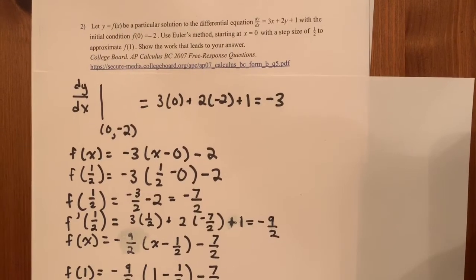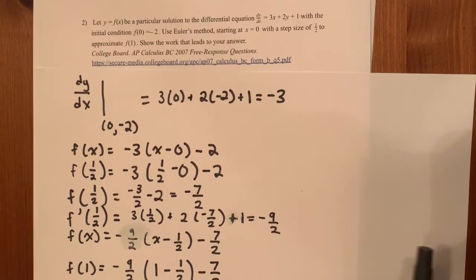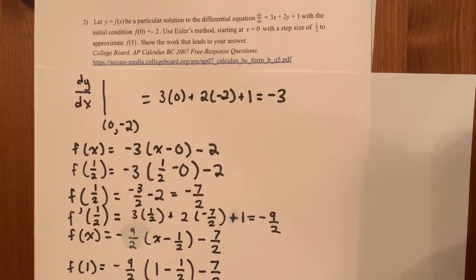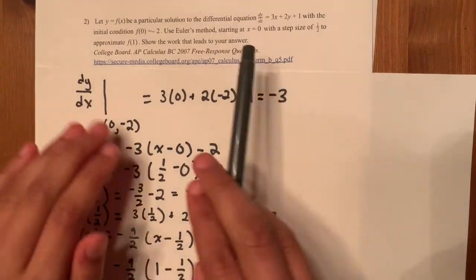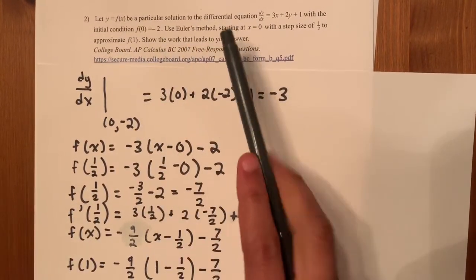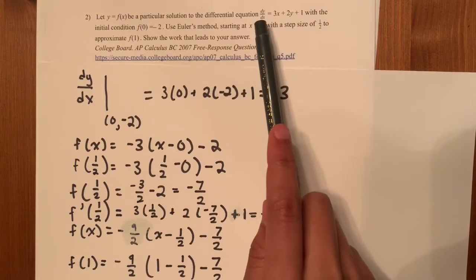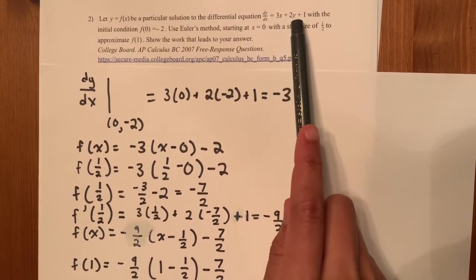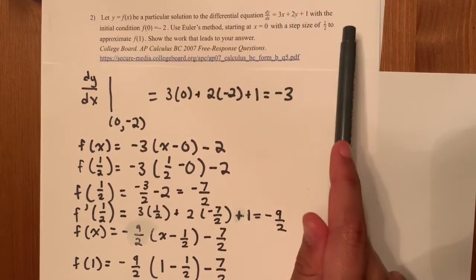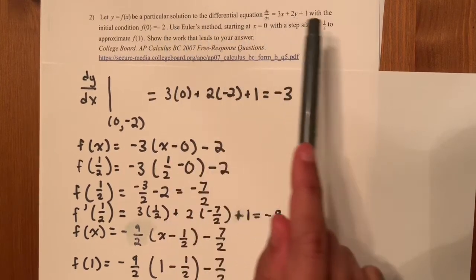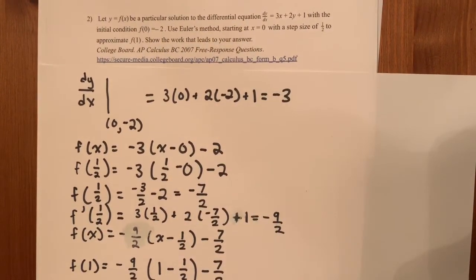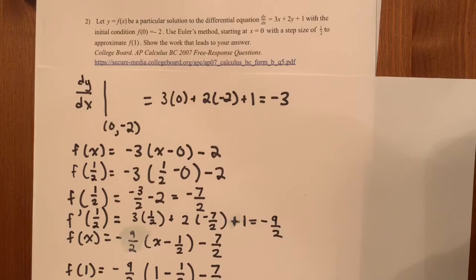Okay, so now we're going to do the second problem on Euler's method on our worksheet. So the problem is actually a past AP test problem. So it says y equals f of x is a particular solution to the differential equation dy over dx equals 3x plus 2y plus 1 with the initial condition that f of 0 equals negative 2. So using Euler's method, we're going to start at x equals 0 with a step size of 1/2 to approximate f of 1.